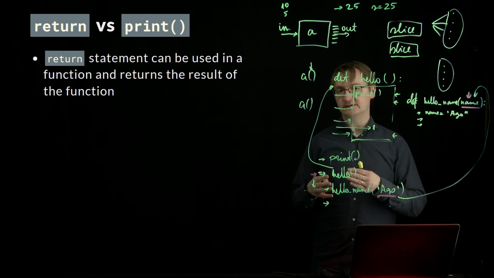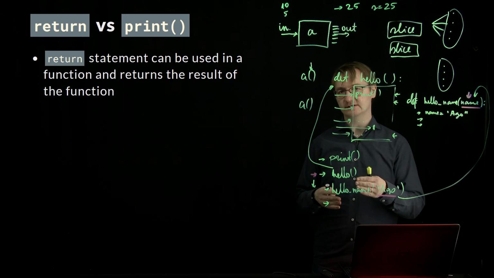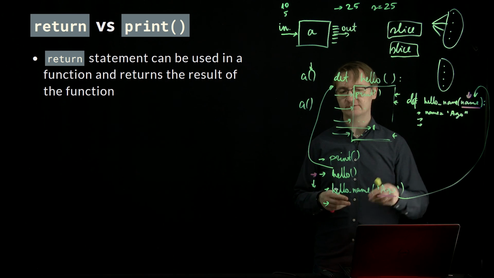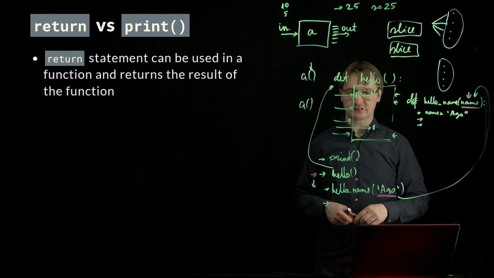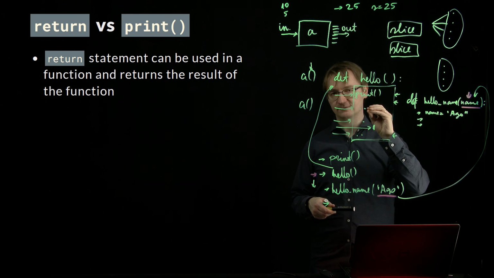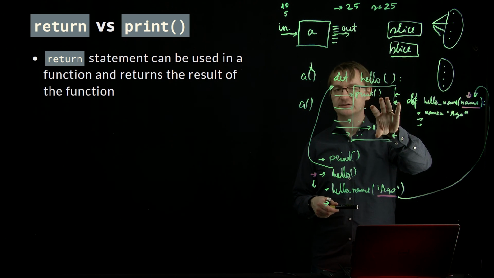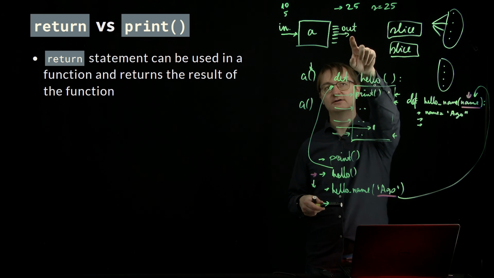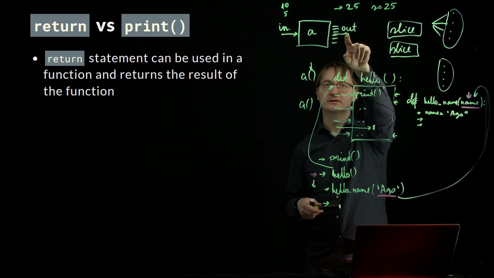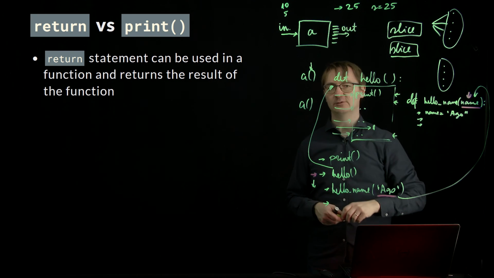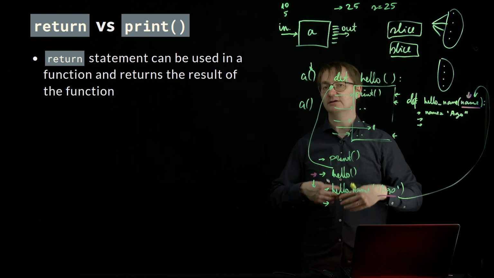Actually, they are pretty different, and the return statement can be used inside functions only. So I have to be inside the function to use this return statement. What it does is finish the execution of this function, and it also returns the result. So there is no way to get this out value here. The only way to get something out of the function is by returning it.